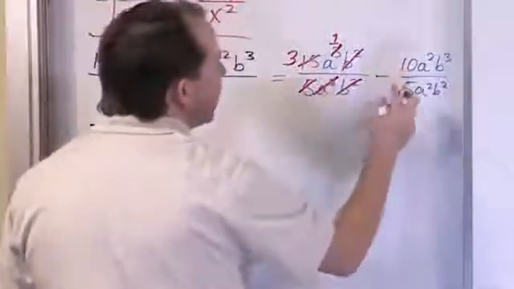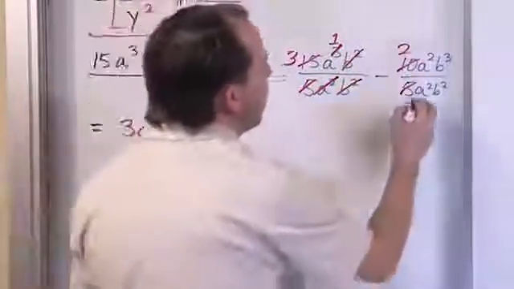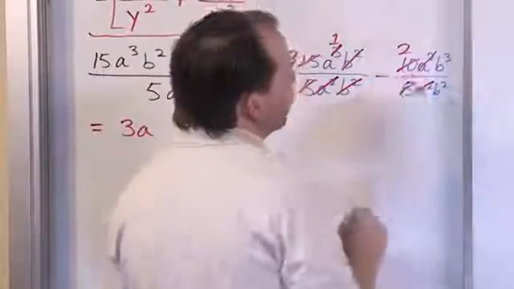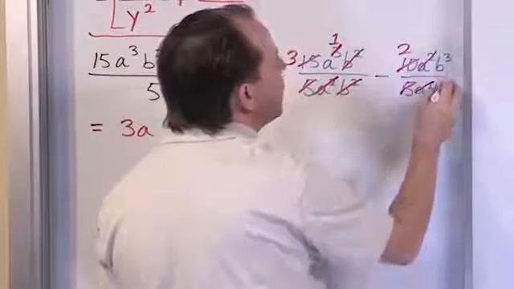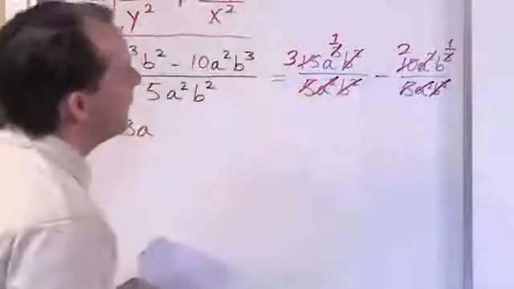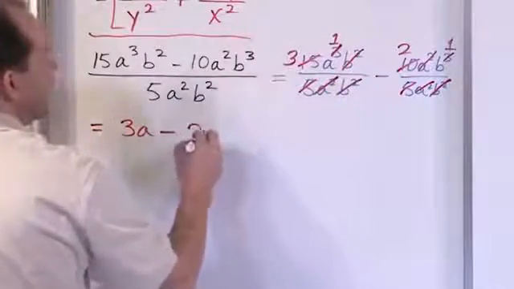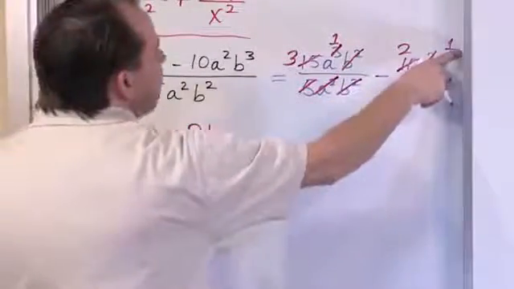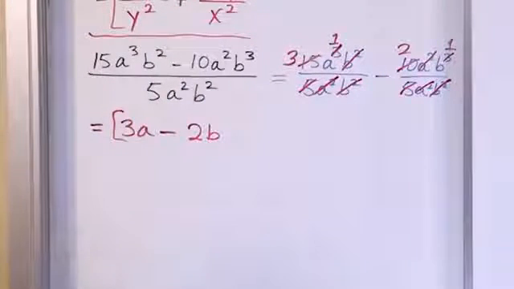Over here I have 10 divided by 5, gives me 2. And here a squared cancels completely with a squared, so they're gone. And b squared, and I have b cubed, so both of these b's are going to cancel, and I'm going to be left with only 1 b on the top. So what I have is a minus sign coming from here, 2 times b to the first power from this 1, so I just don't have to write that. The answer is 3a minus 2b. And that's the final answer.